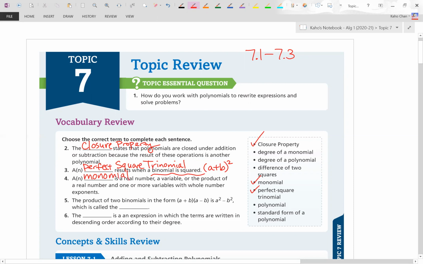Number 5, the product of two binomials in the form of (a + b) times (a - b) is a squared minus b squared. That thing that we get right there, a squared minus b squared, has a name. It's called a difference of perfect squares.